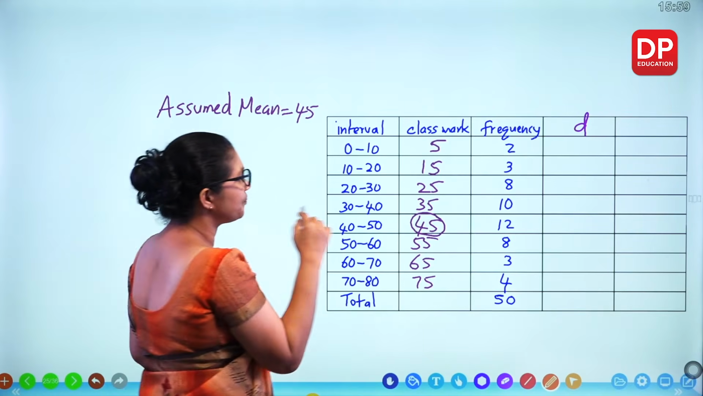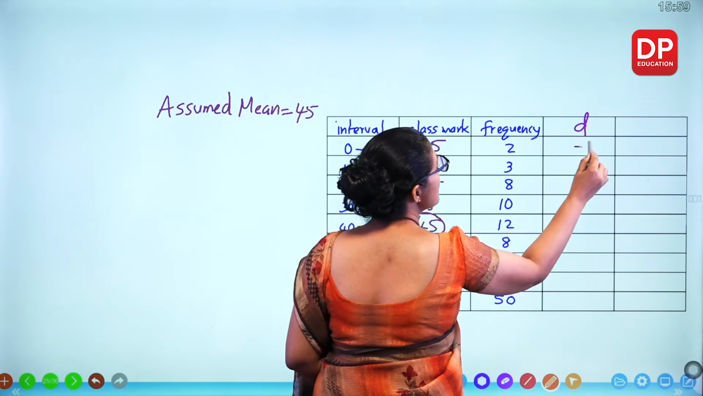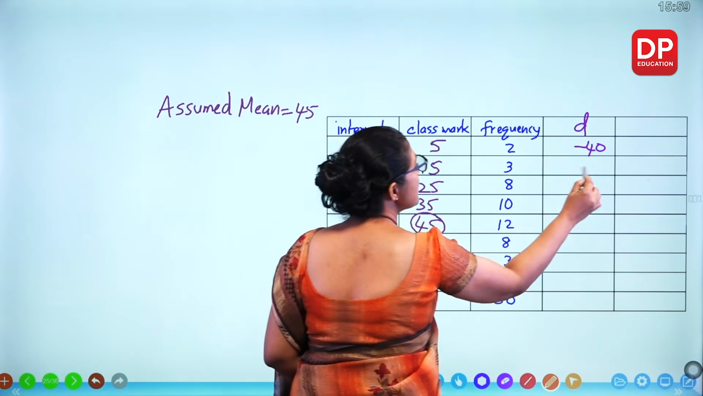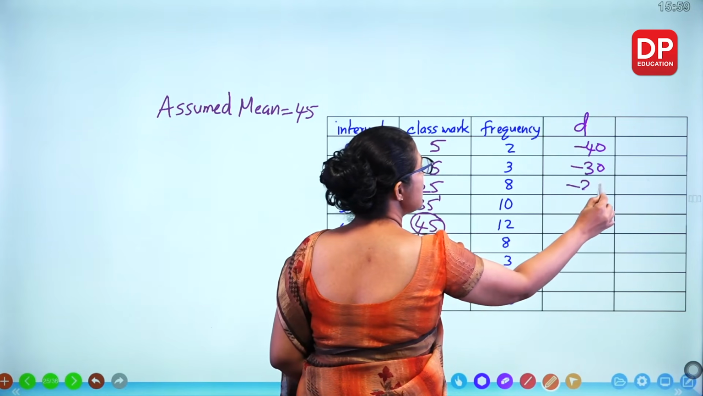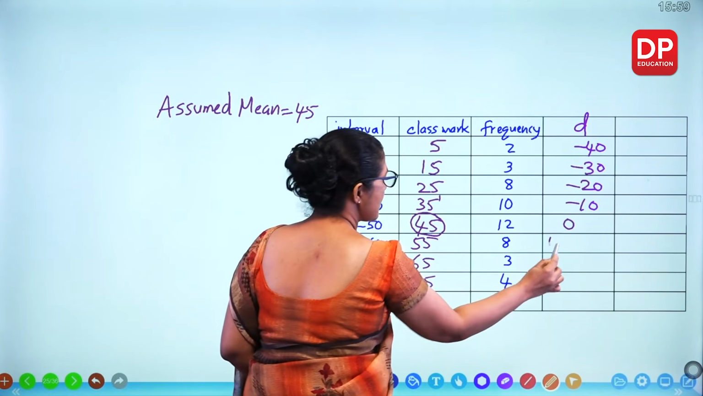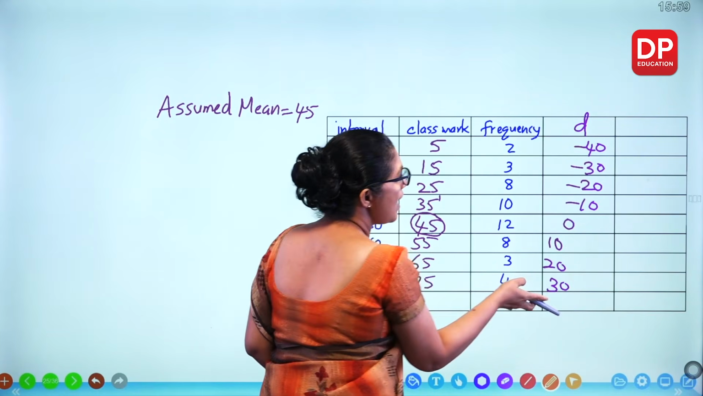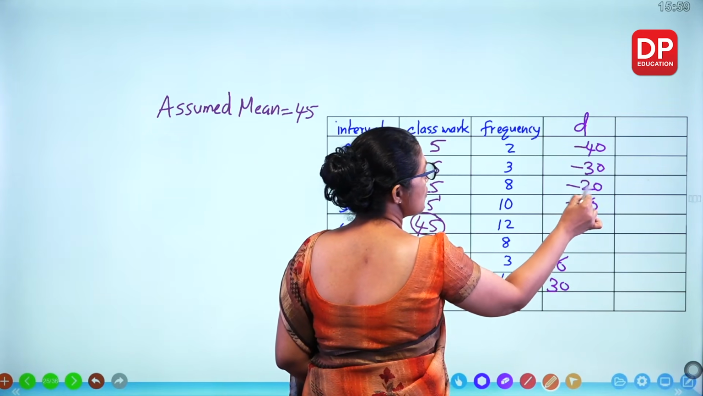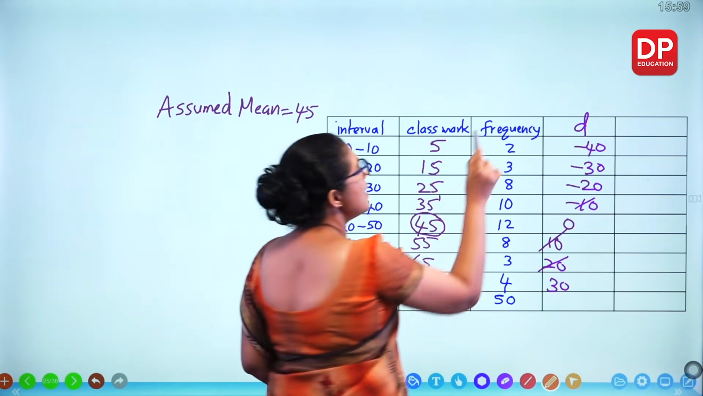What's the difference now? 45 and 5, you get minus 40. 45 and 15, you get minus 30. Minus 20 here, minus 20. Minus 10, and here 0. Then this one is plus 10, plus 20, plus 30. When you add it together, these two get cancelled out, these two too, but here we are not getting 0. That means you have to find out fd.